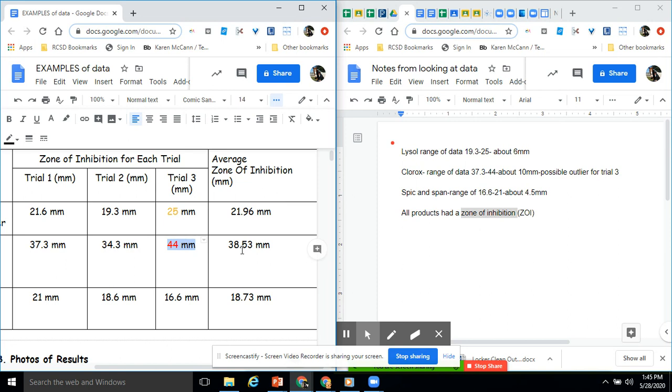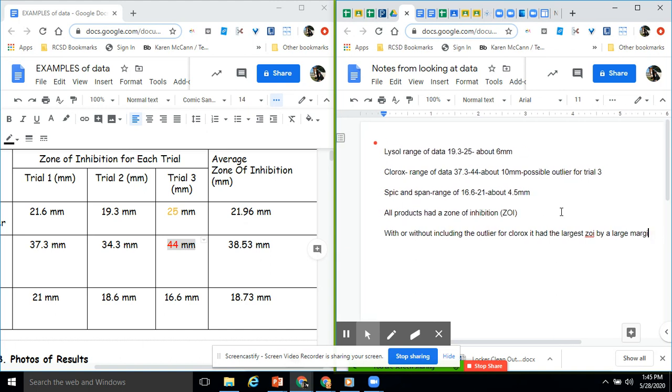If your answer is no, it doesn't really change my average that much, then that means, hey, it's not changing the results whether we take this out or leave it in. So that's important to note. So no matter what, we can say with or without including the outlier, Clorox had the largest ZOI by a large margin.